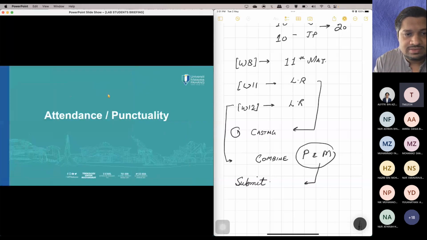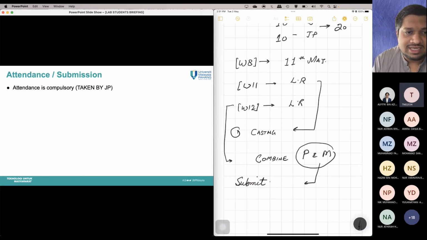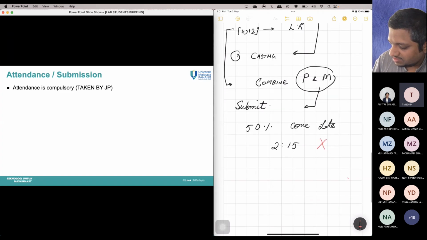So this is the lab schedule, attendance and punctuality. As I said, attendance will be taken by the lab GP and they are going to give you marks according to your punctuality. It is recommended that you first see the location of the lab, so that on the lab day you are not late. It's very, very important because last time the GP complained that 50% of the class come late, usually around 2:15. This is not recommended. Please be at the lab at 1:55.